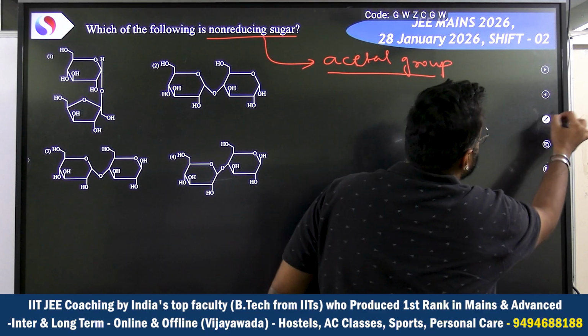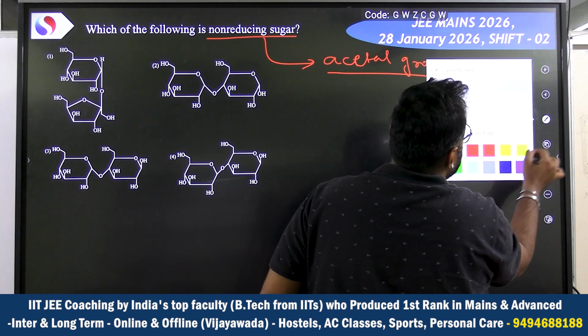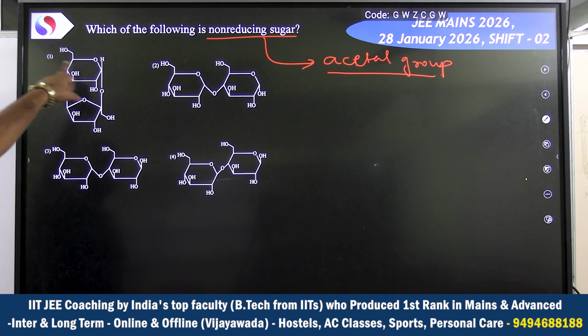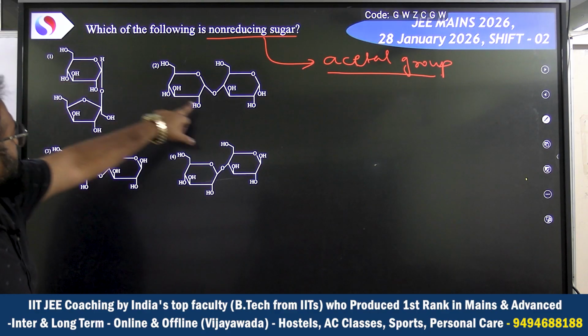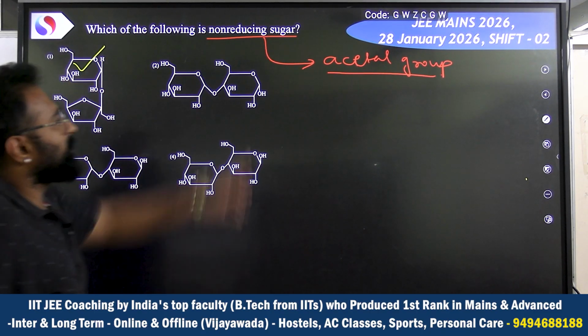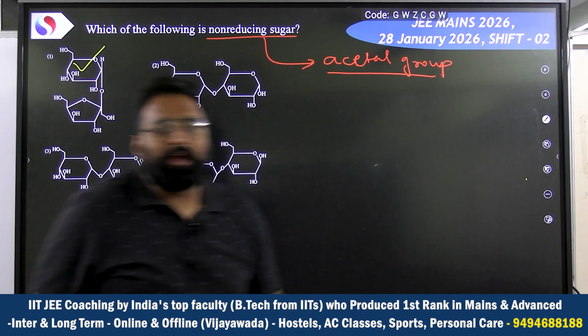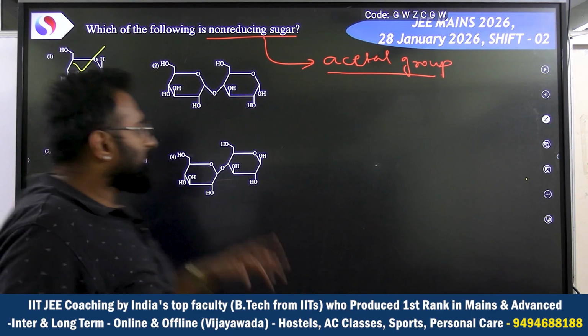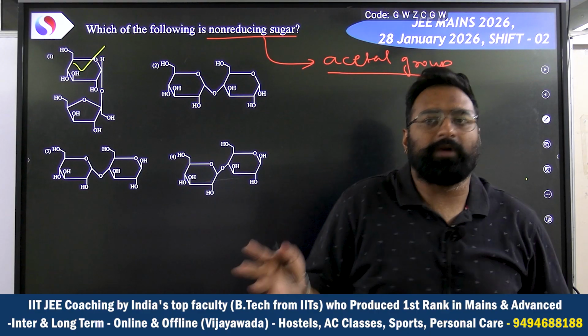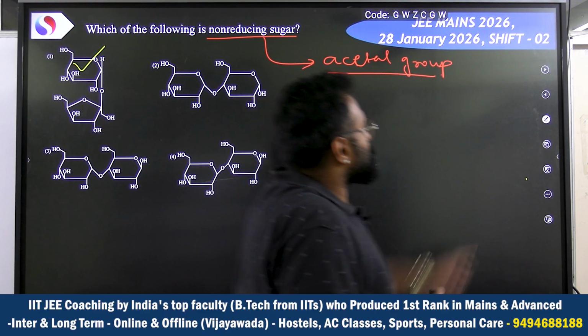So which will form an acetal group? In the following options, which will form an acetal group? If we see the first option, second, third, fourth, the first option will produce a non-reducing sugar because it has an acetal group, not a hemiacetal group. Matlab, react this with another alcohol, it will form an acetal group. Okay. Next question.